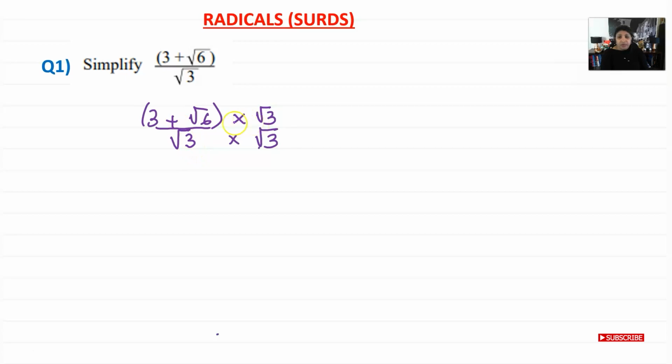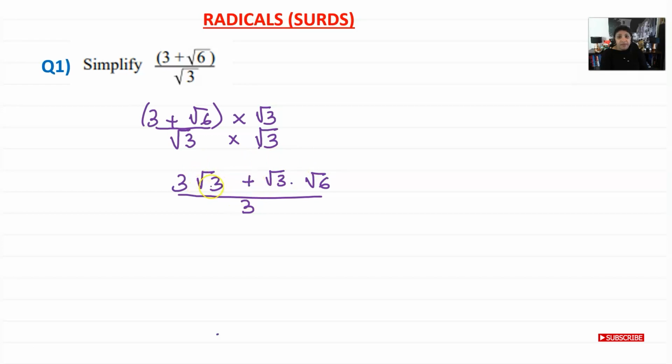So for the numerator, 3 times root 3 will give us 3 root 3, and then root 6 times root 3, so that will be plus root 3 dot root 6, so that means multiply, and then divide by root 3 times root 3, that will give us 3. Okay, so now we've gotten rid of that radical.